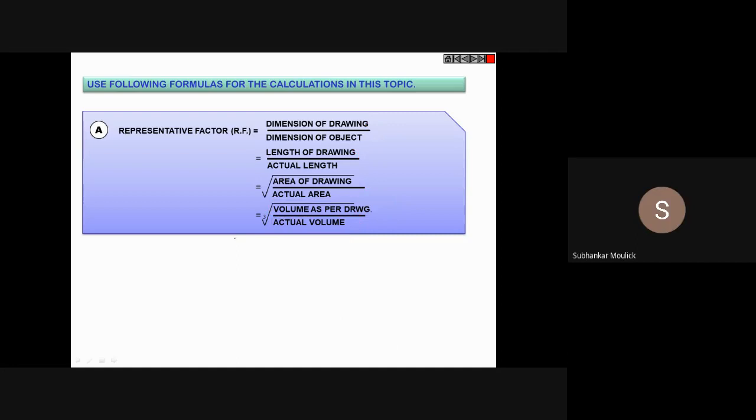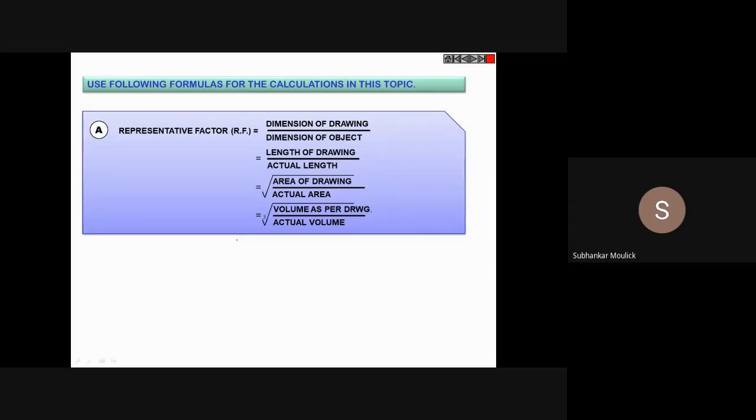Yes. Fine. So according to the nature of the problem, the formula of RF will vary, and that you have to decide by reading the question. Okay, so now you understood that if you want to decrease anything or if you want to increase anything, you need a scale. For that you need RF.